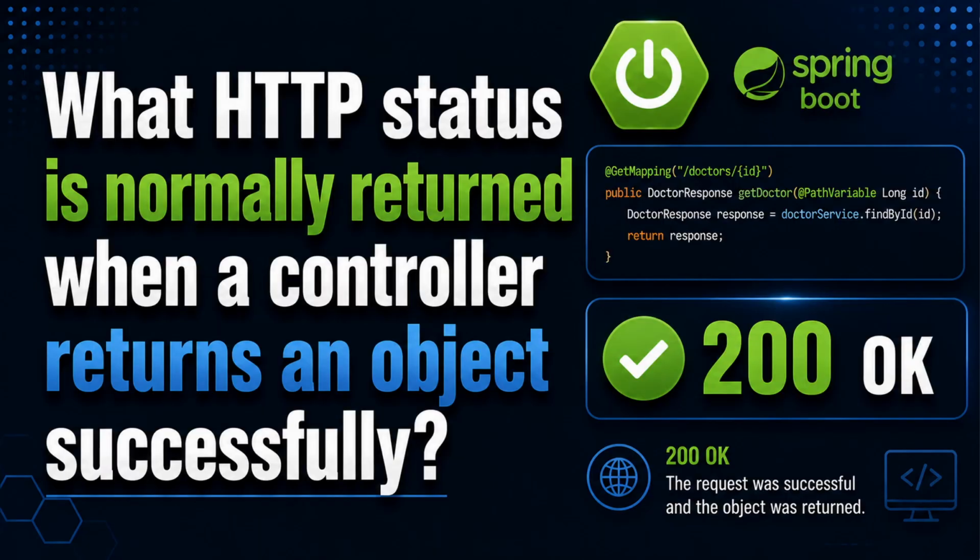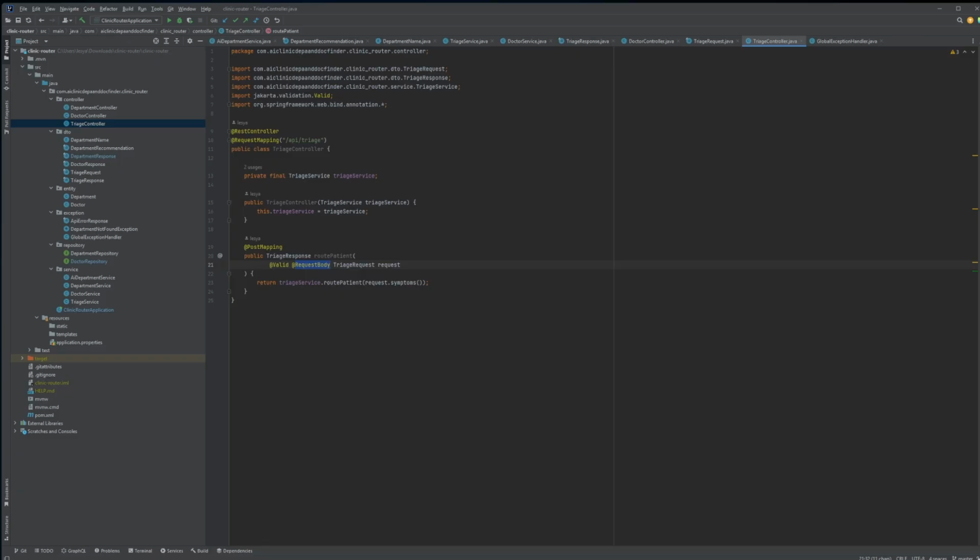What HTTP status is normally returned when a controller returns an object successfully? That is 200 OK, unless another status is explicitly configured.